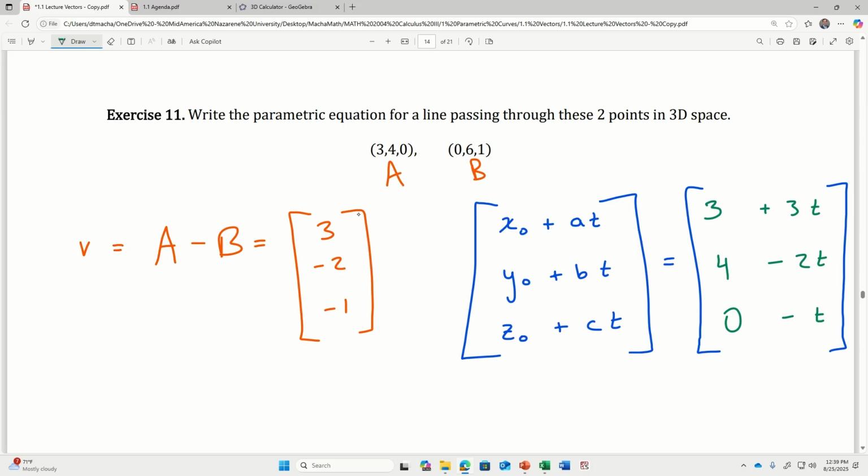Yeah, so for this type of question, you got 2 points, you want to draw a line through them. You find the difference between the points. That's the coefficients that you're multiplying times t. And then you find either point to use the coordinates for to base your line off of. And that will work.